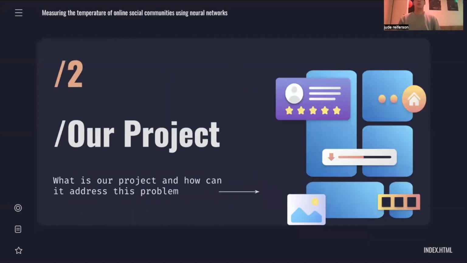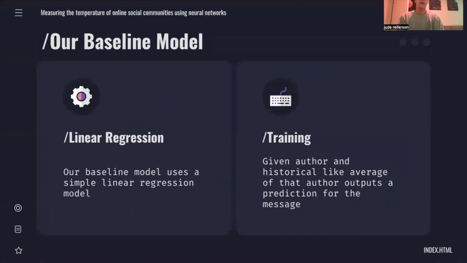So first, our project was ultimately a model that could predict the sentiment of a group and essentially predict how many likes a message would receive. And that would help us predict the climate of the current group chat, potentially helping us to predict fatigue earlier than the moderators of the group chat might have realized beforehand. So we started by creating a simple baseline model.